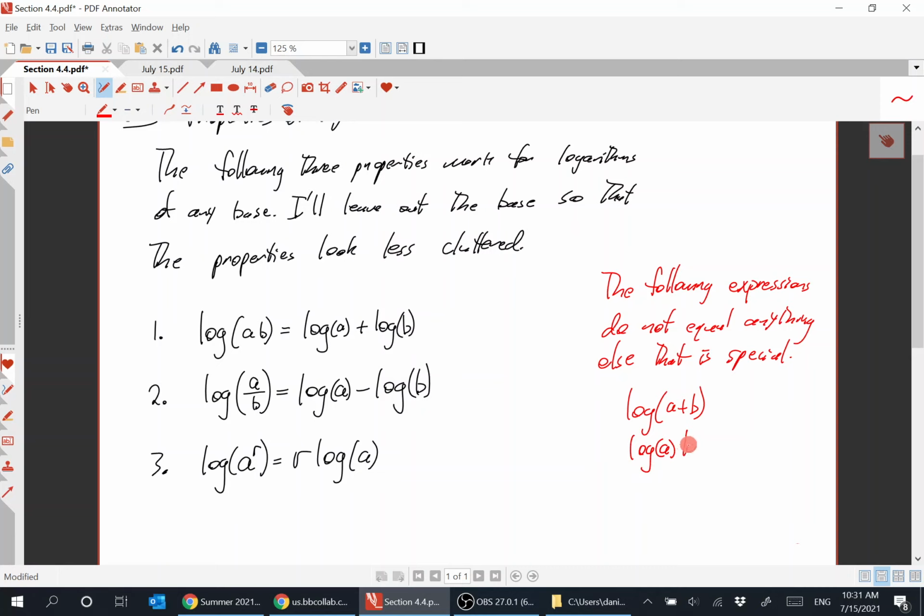Log of a times the log of b. Well, I mean, you might be able to use this in some way. So maybe I'll leave that one out. You might be able to use this in some way, but probably not. What else? There's another one.